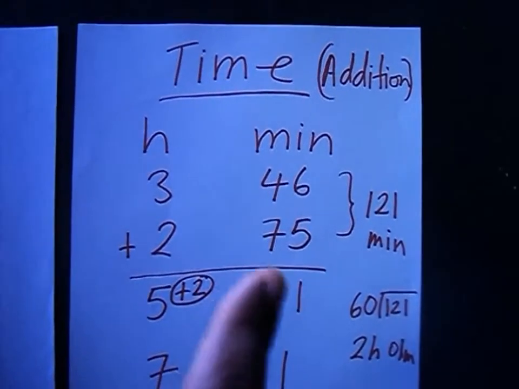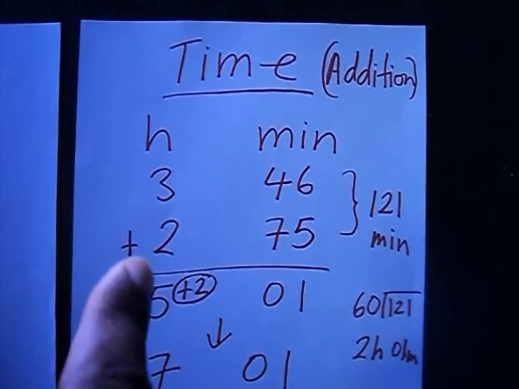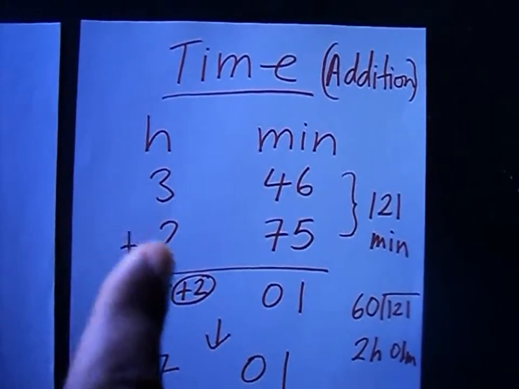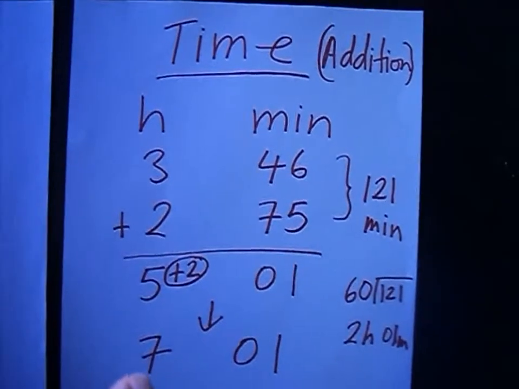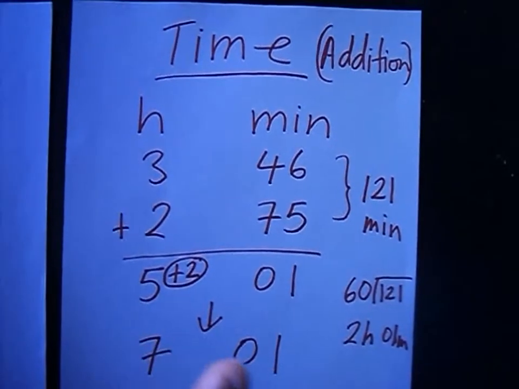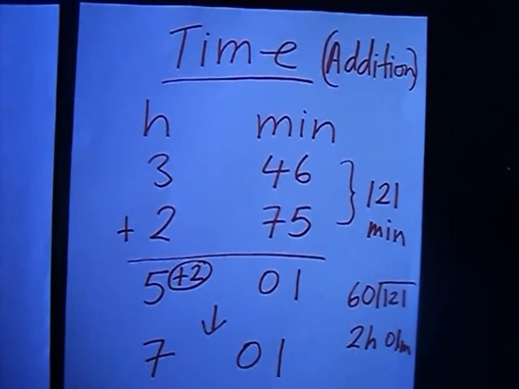So it will be 3 plus 2 is 5. 5 plus the 2 hours that you got from here will be 7 hours. So the answer is 7 hours and 1 minute.